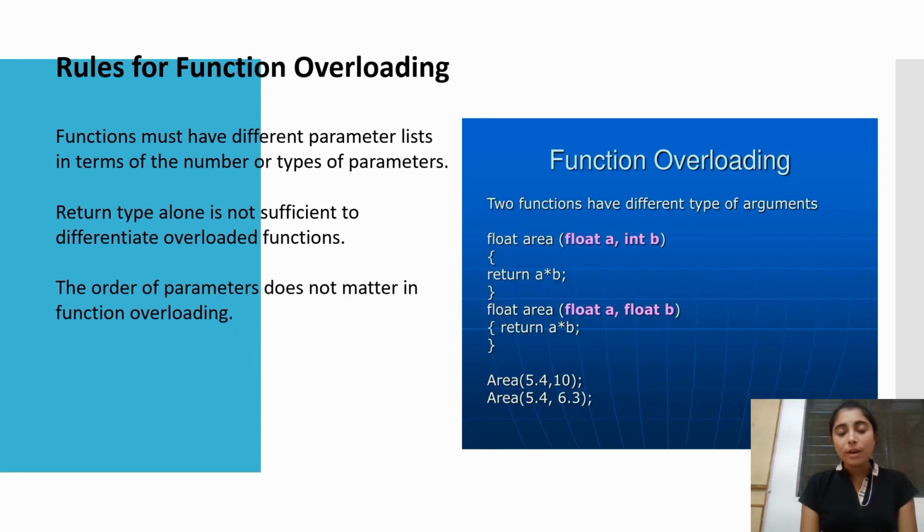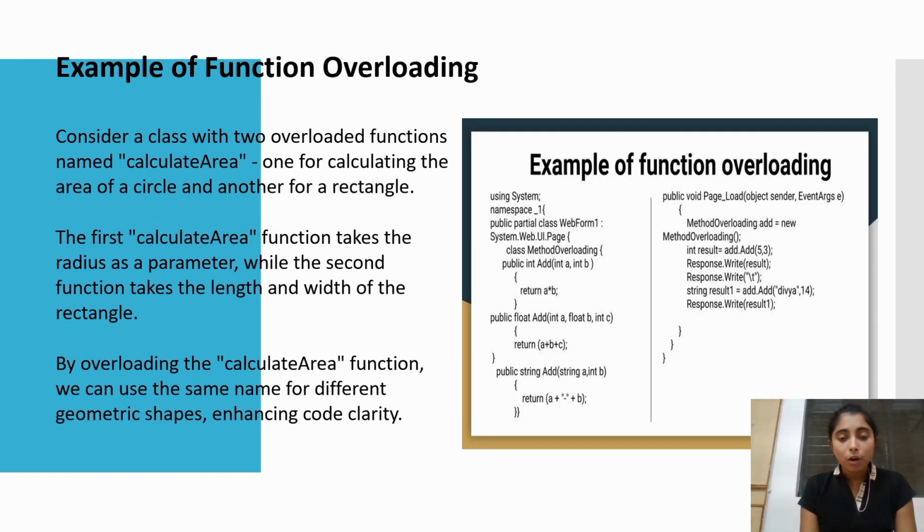Rules for function overloading. Functions must have a different parameter list in terms of the number or types of parameters. Return type alone is not sufficient to differentiate overloaded functions. The order of parameters does not matter in function overloading. Next, example of function overloading.